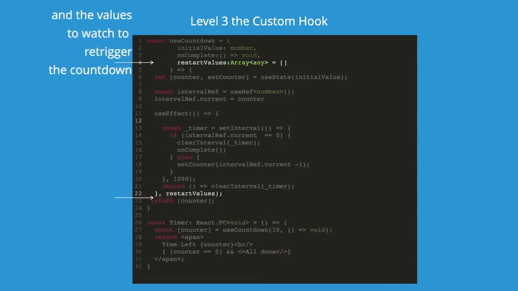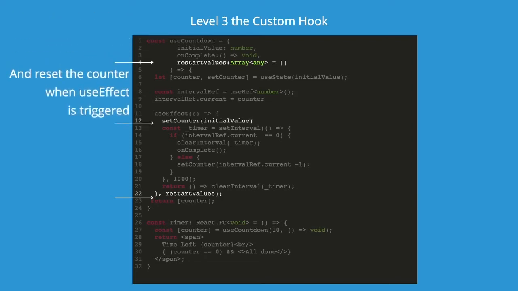We also want to be able to have values that we watch and that we use to re-trigger the useEffect hook. As you can see, on line 4 we pass in the values, and on line 22 we add them to the useEffect. Now, if we want this useEffect to actually re-trigger the countdown, we need to add in a function which resets the counter to the initial value that's been passed in as a variable.